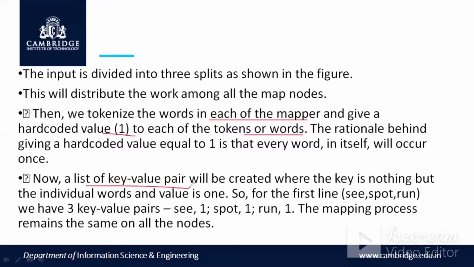The list of key value pairs will be created where the key is nothing but the individual words and the value is 1. So for the first line, "C spot run", we have 3 key value pairs: C 1, spot 1, run 1. The mapping process remains the same on all nodes.